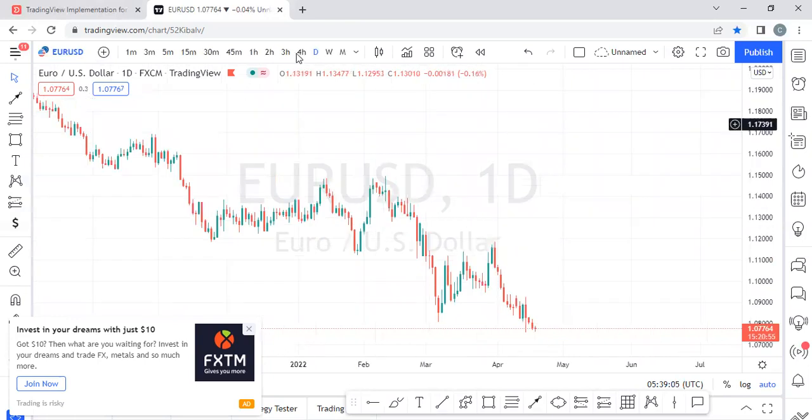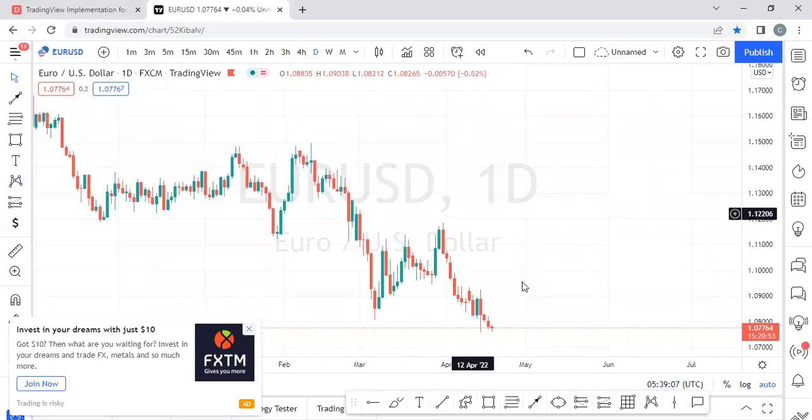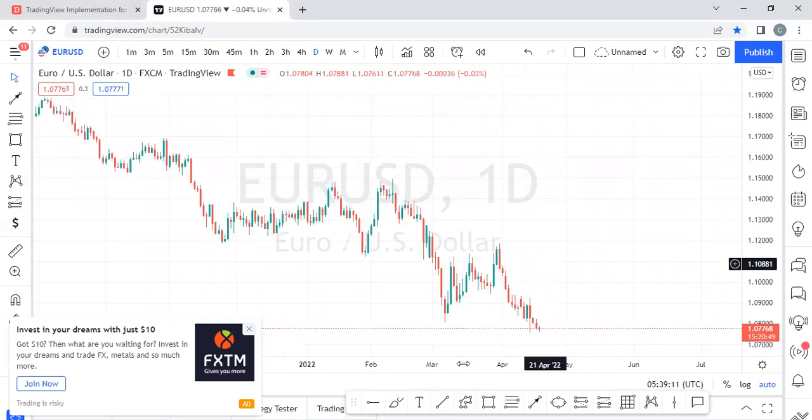So let's go to the daily. This is our daily time frame. No, it's not of interest. Based on daily, we still have a bearish structure. All right. So using the daily time frame, I can still see a bearish structure on the daily time frame.